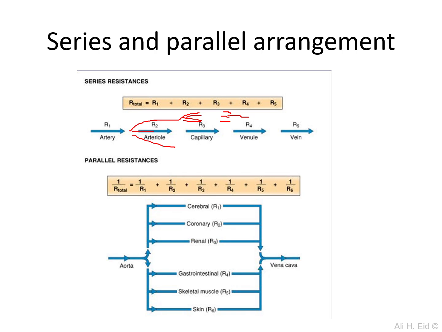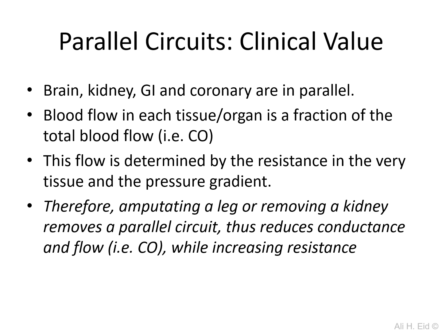Now the parallel resistance, this is interesting. This is how your body is. The cerebral, coronary, renal, and so on, they are all in parallel with each other. So 1 over R total is going to be the summation of the inverse of each resistance alone. Now, parallel circuits have clinical value, this is important, because, well, we said brain, kidney, GI are in parallel. Blood flow to tissue is a fraction, because it is one organ out of many organs.